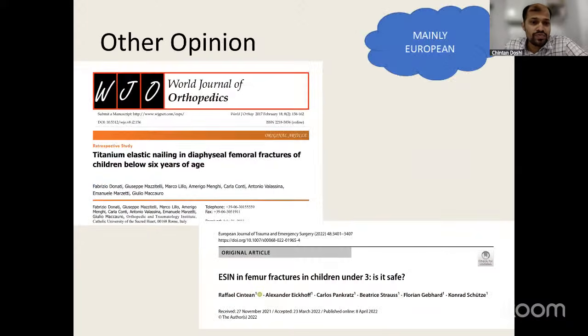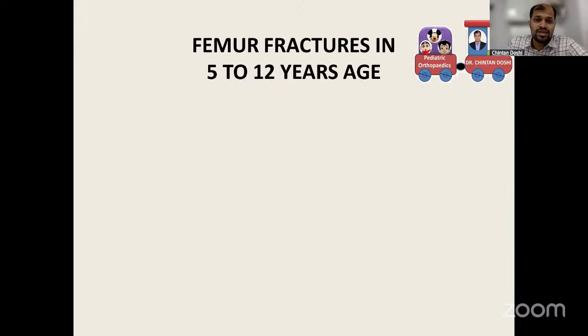The other opinion that we saw during our poll was TENS nailing in the age group less than 5 years or less than 6 years. Is it safe? There are literatures which suggest that there are no complications or other factors affecting, except the fact that a small child is going under the knife. These literatures are mainly European, and most other literature suggests that spica would work well when compared to TENS nailing.